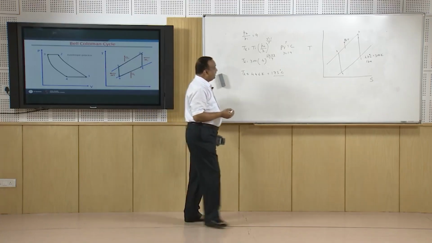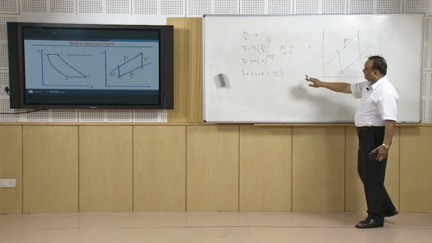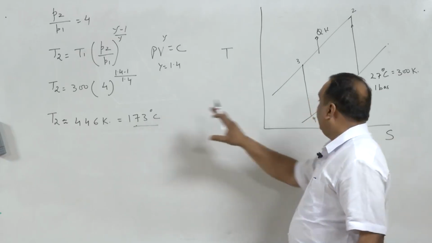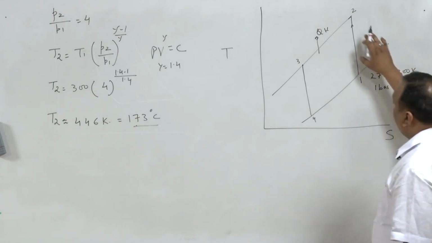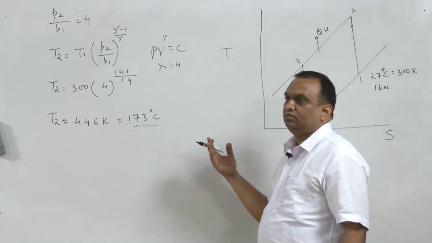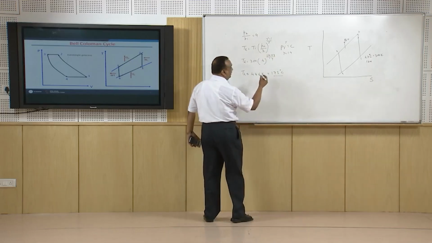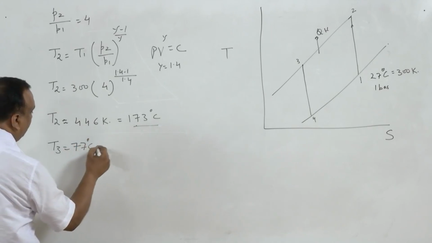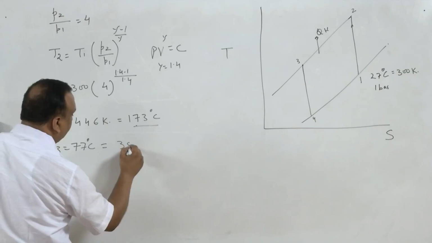So, the temperature of the air has increased during the compression process to 173 degree centigrade. Now, if I cool this air with the help of surrounding air at 27 degree centigrade, I cool this air to, let us say, 77 degree centigrade. So, T3 is 77 degree centigrade or 350 Kelvin.